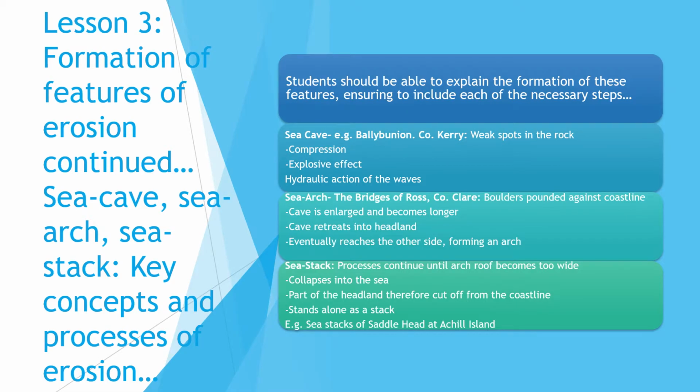Lesson 3 would then focus on the formation of the sea cave, the sea arch and the sea stack, which are all linked to one another. So students would have to be able to explain how each forms from the other. As an example, they would have to be able to explain how the sea cave is formed in the cliff from compression and an explosive effect.